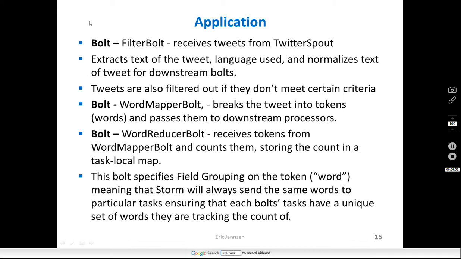I also have 4 bolts. I have a filter bolt, which is the first bolt to receive data from the Twitter spout. It extracts the text of the tweet. It figures out what language it is, and it normalizes the text. It also strips out any URLs and strips out all punctuation, and then sets everything to uppercase. So I'm basically always comparing uppercase text. I don't have to worry about lowercase text or anything like that.